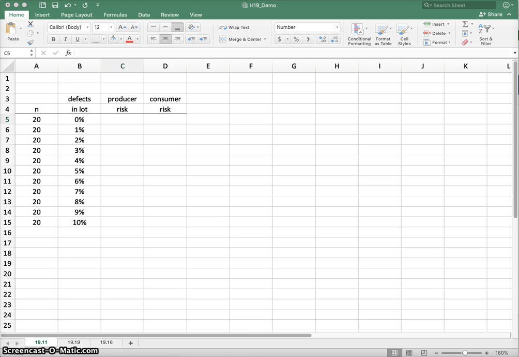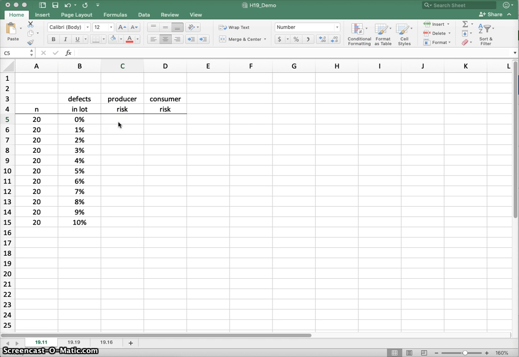Okay, so what I've done here is this is the sample size, 20. This is kind of a what-if game. So what if the defects in the entire shipment were 0, 1%, 2%, 3%, 4%, 5%, and I found a defect in my sample? What's the producer's risk that the entire lot will be rejected because we found one bad one? And what's the consumer's risk that we will accept a bad lot even though we didn't find a bad one? Okay, that's the idea.